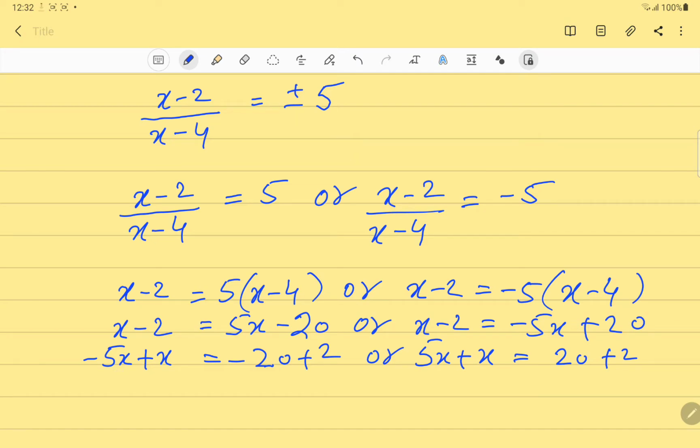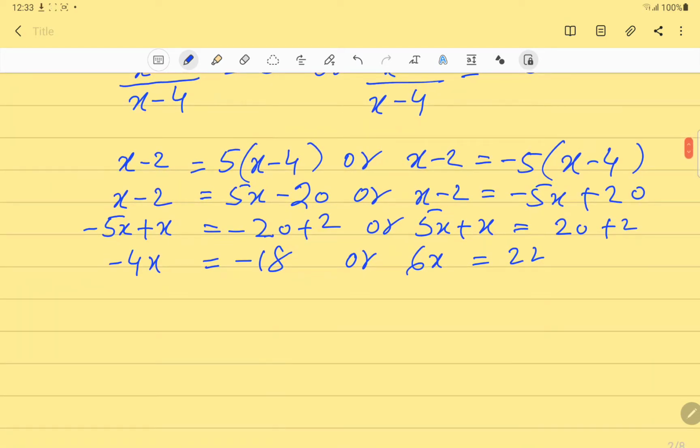Minus 5 plus x is equal to minus 4x. Minus 20 plus 2 is minus 18, or 5x plus x is 6x, and 20 plus 2 is 22. Now we divide here in the first case by minus 4 over minus 4, over minus 4. Here it will be 6.